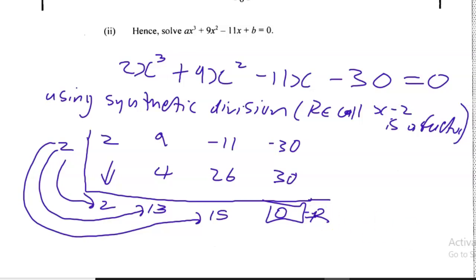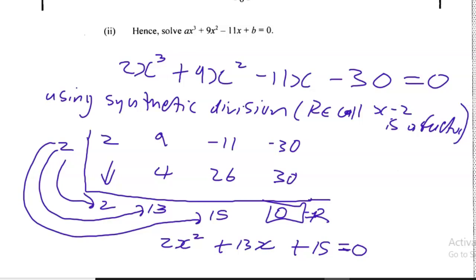The other values would be the coefficients of the quadratic. So the other factor would be 2x squared, plus 13x plus 15. And we can equate this to 0. And we can solve this whether by the quadratic formula or factorization. I'm going to use factorization.